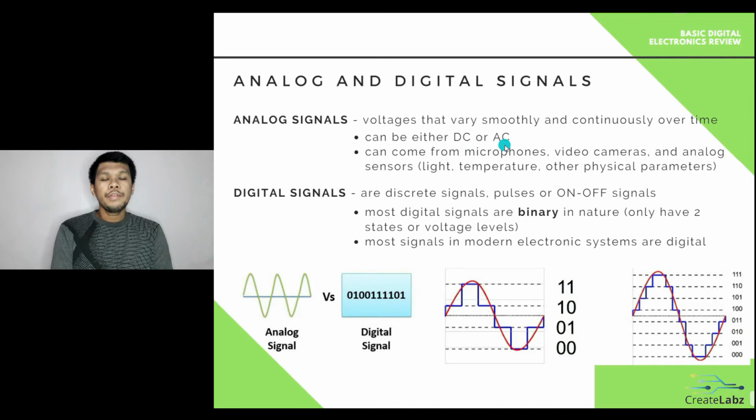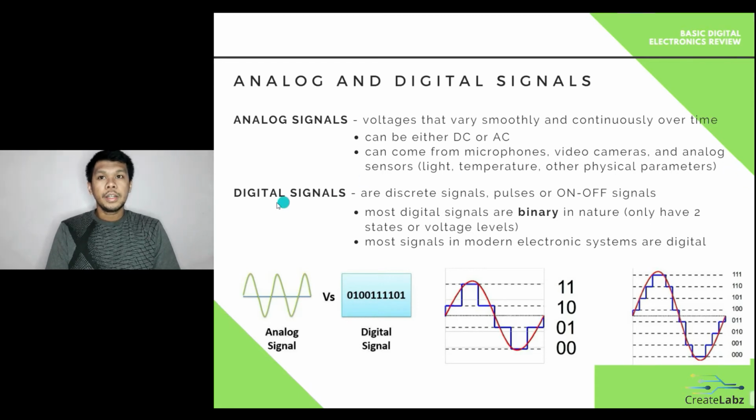Analog signals can come from different sources like analog microphones, analog video cameras, and analog sensors like light sensor, temperature sensor, gas detection sensor, motion sensor, and many other sensors that detect other physical parameters. We'll discuss more sensor types in a bit.